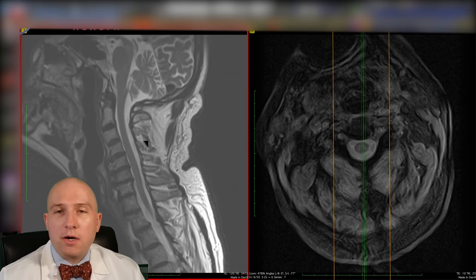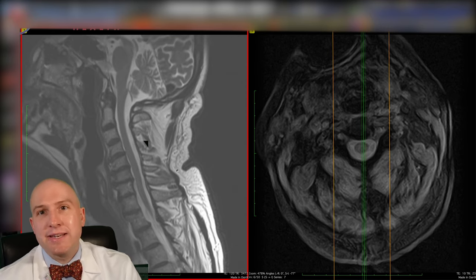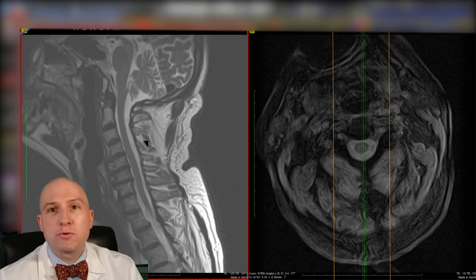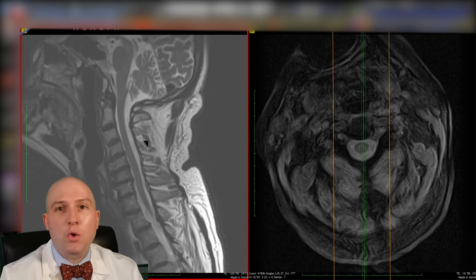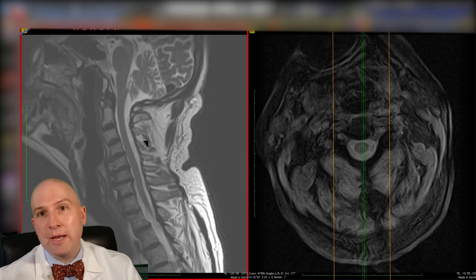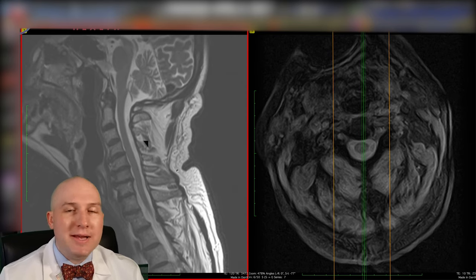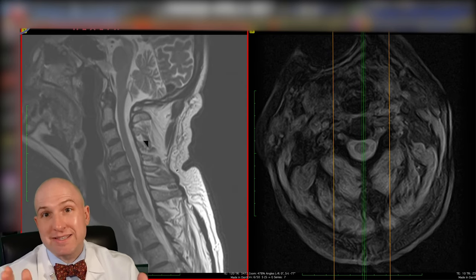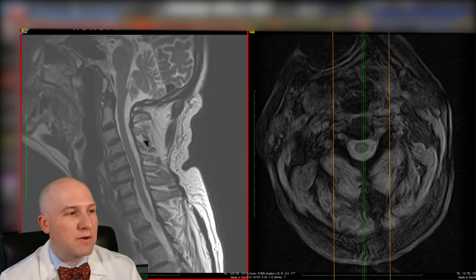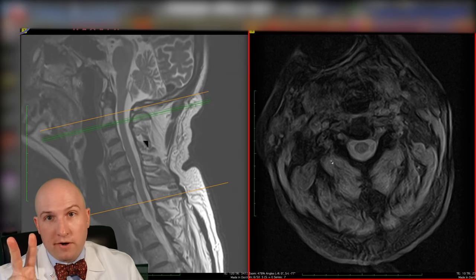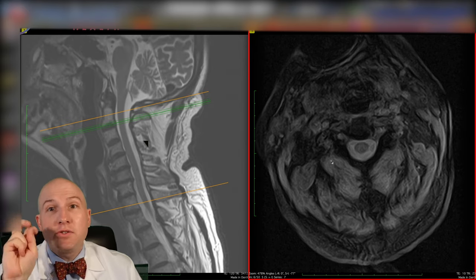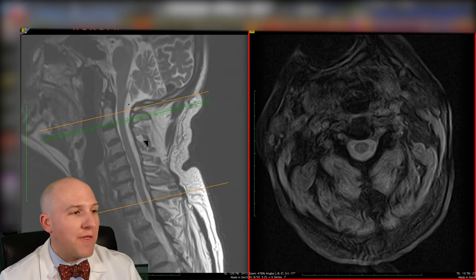Bright versus dark on an MRI is intensity. Okay, so we're going to describe something as being hyperintense, hypointense, or isointense. So hyper meaning more intense, hypo meaning less intense, and isointense meaning it's the same intensity as something else. So if you see two things being bright, fat and water, you know that it's a T2 image. And so that's what we're looking at here.